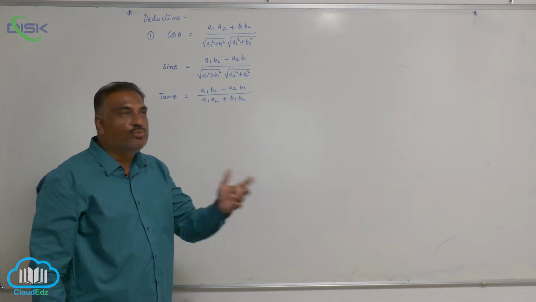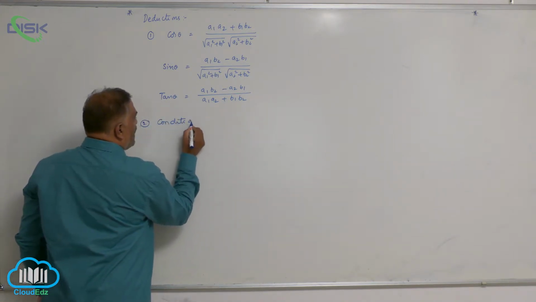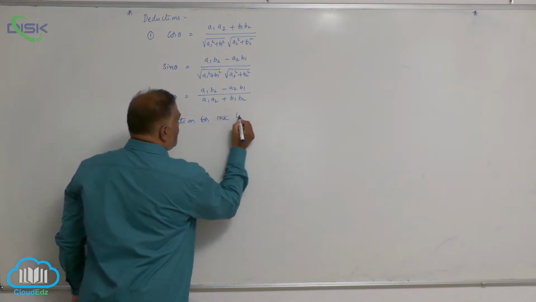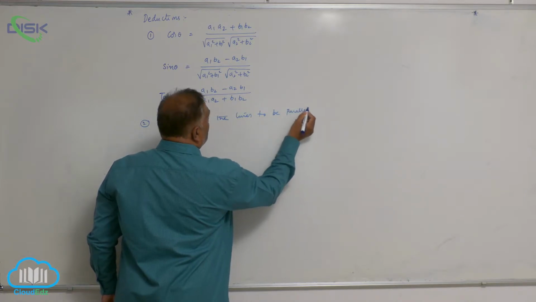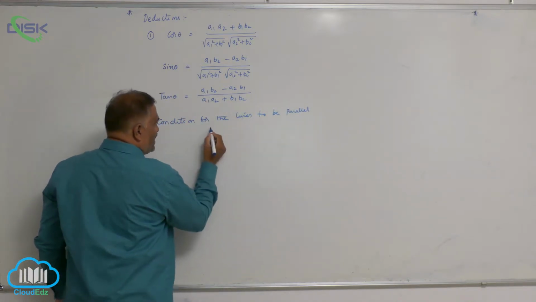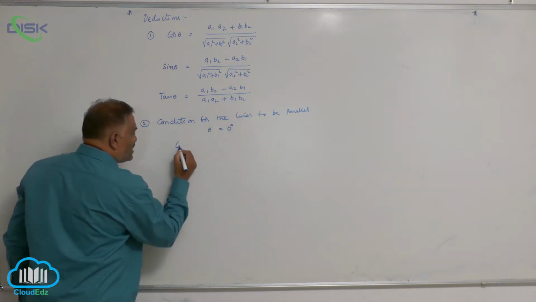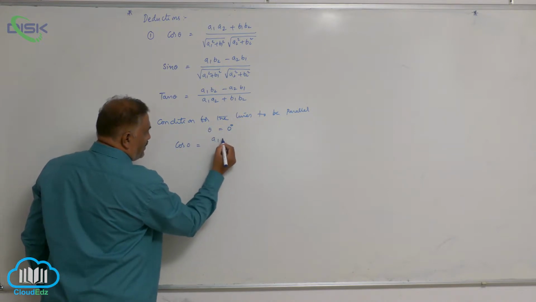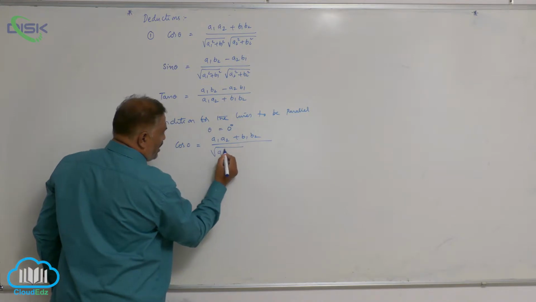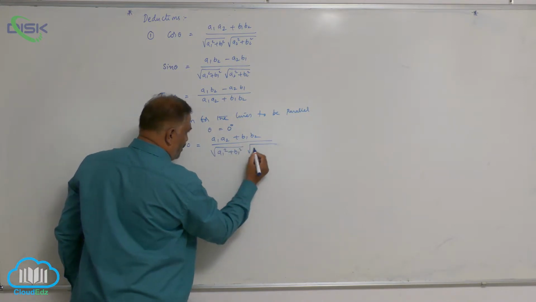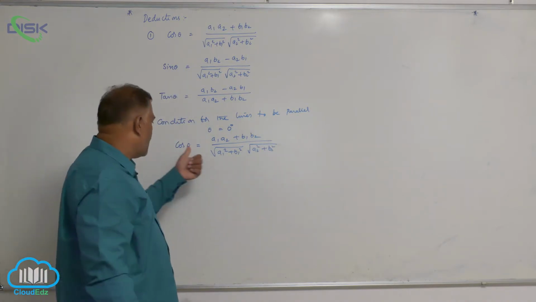Now deduction number 2. Here, condition for the lines to be parallel. Now you observe that condition for parallel lines means theta is equal to 0 degrees. Now cos 0 is equal to a1 a2 plus b1 b2 divided by square root of a1 square plus b1 square into a2 square plus b2 square. We know that cos 0 equal to 1.